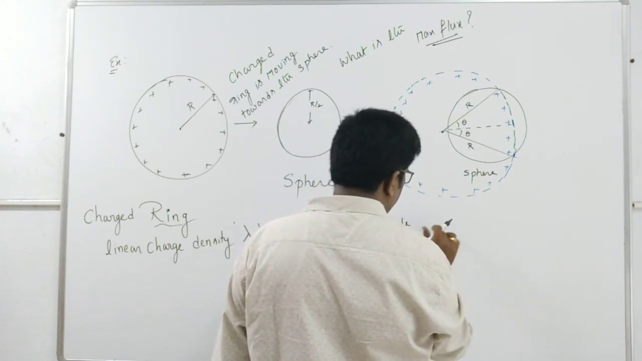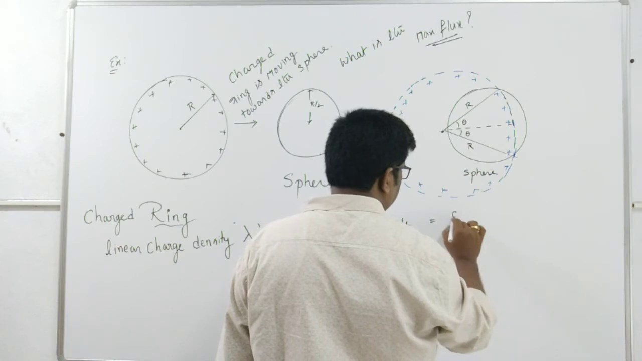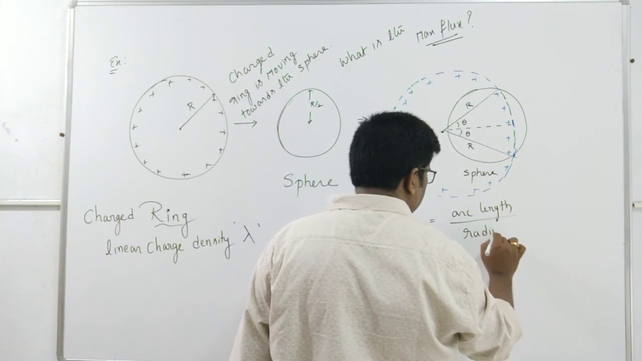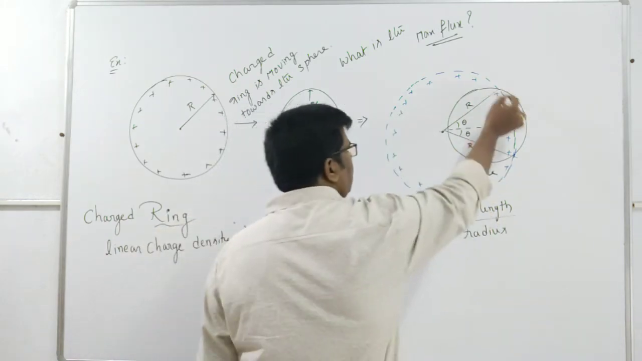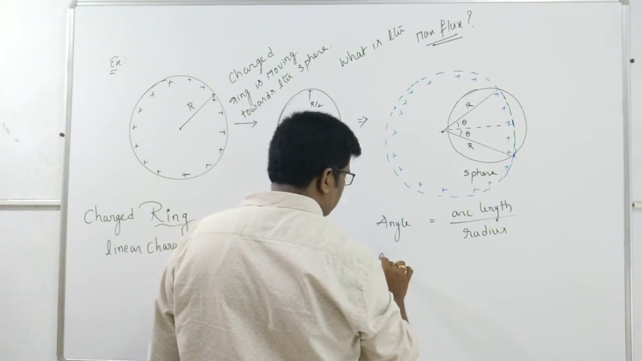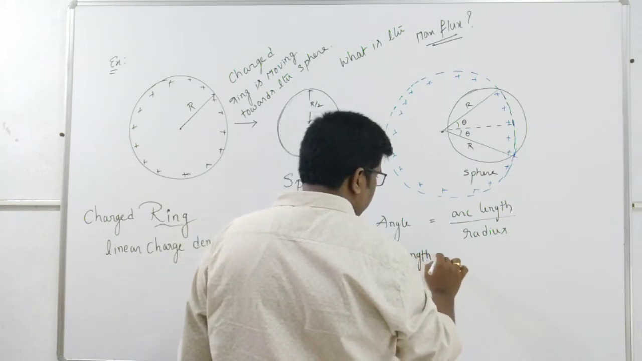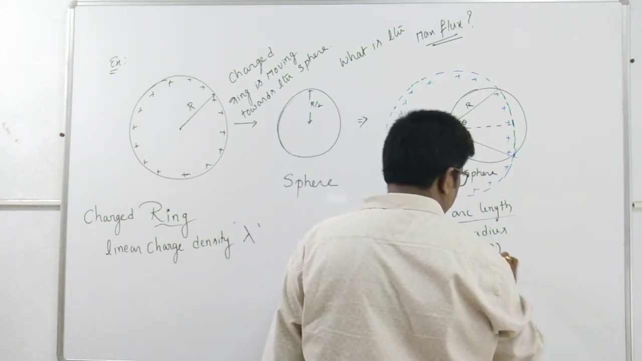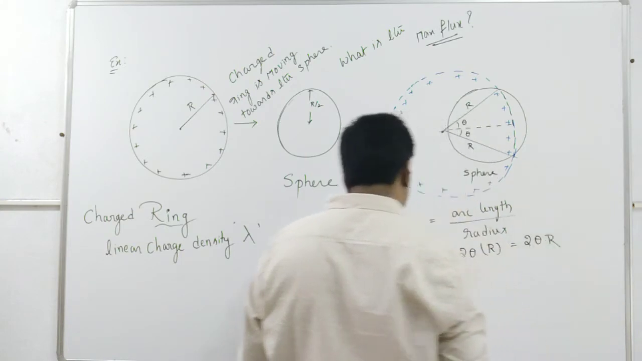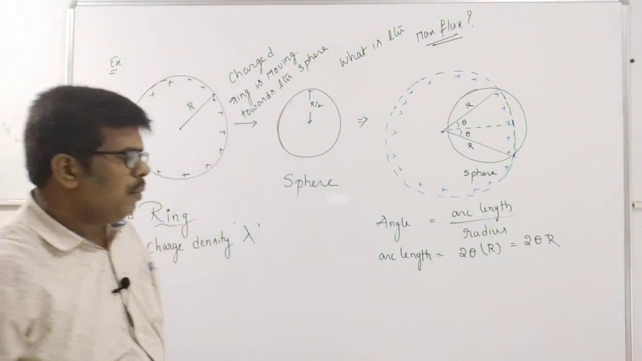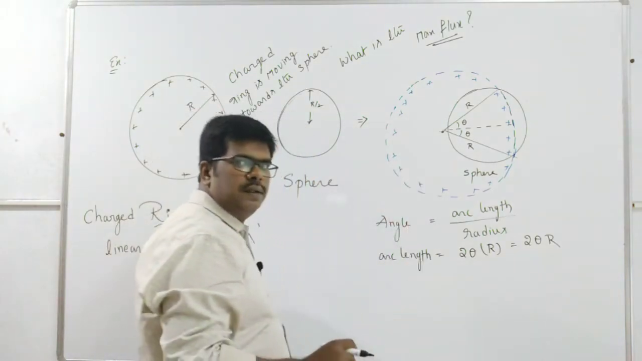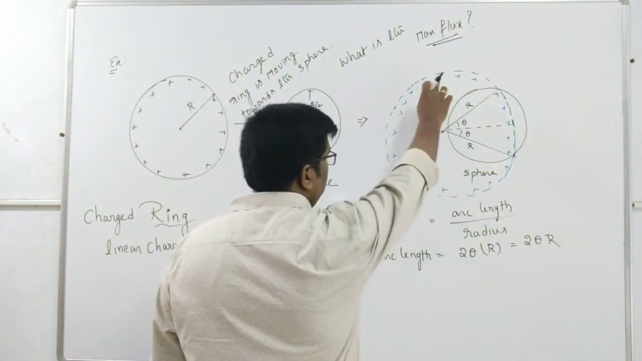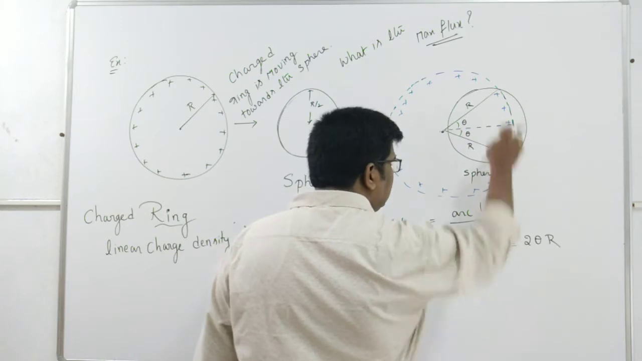So this arc length we can write, angle is equal to arc length by radius. So how much is the maximum arc length? Arc length is nothing but the angle, 2 theta, into radius. Radius is r, that is 2 theta into r. Then we need to determine one more thing. So arc length is nothing but the length of the chord.